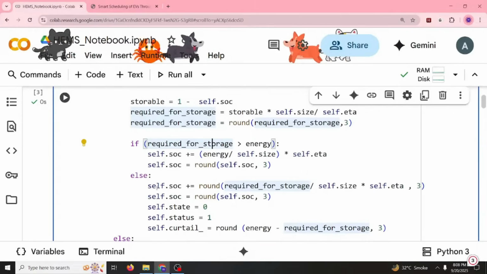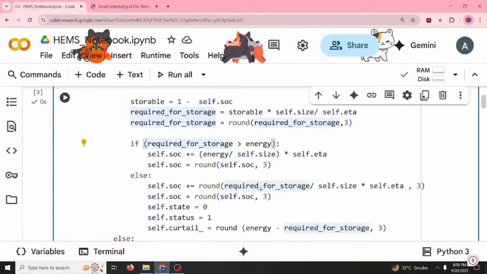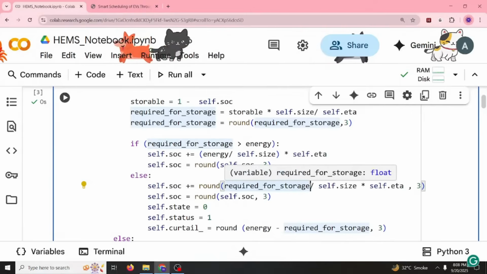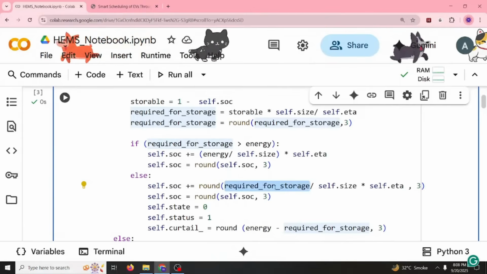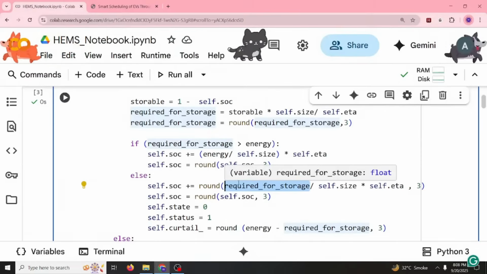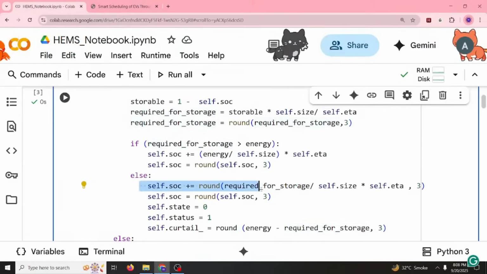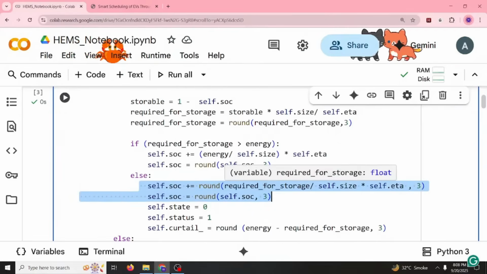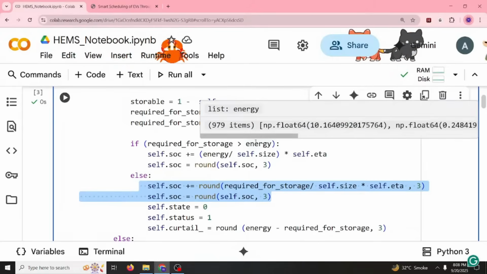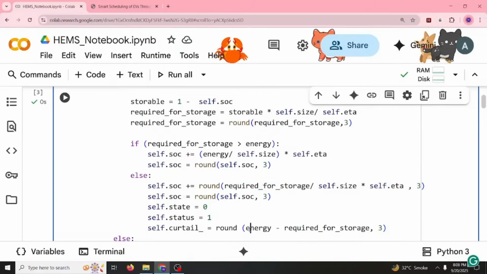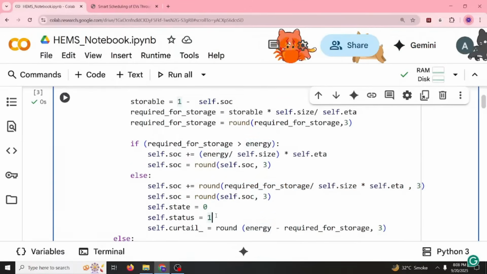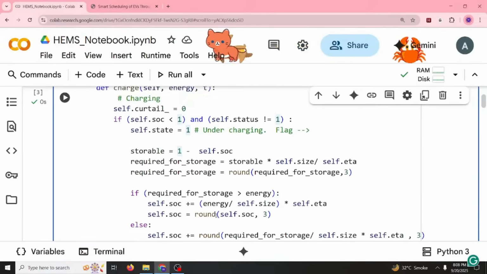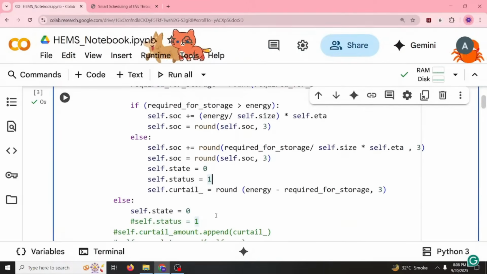If this condition is not fulfilled, what we do is keep only the energy that is required. That means at this stage the battery will get full, because the required energy for storage is lesser than the actual incoming energy. So we will change the status again.